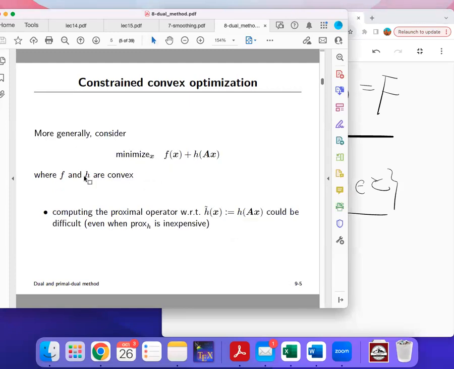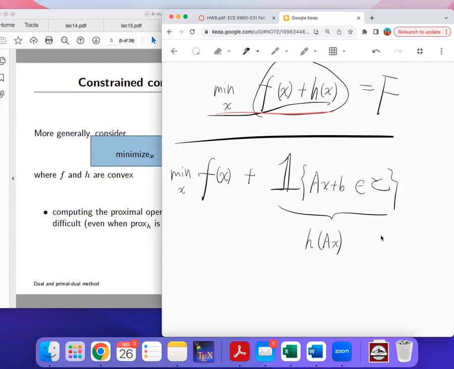Okay. So we consider this form instead of the constraint form. If h is an indicator, then we get the constraint form. But in general, h can be an arbitrary convex function.